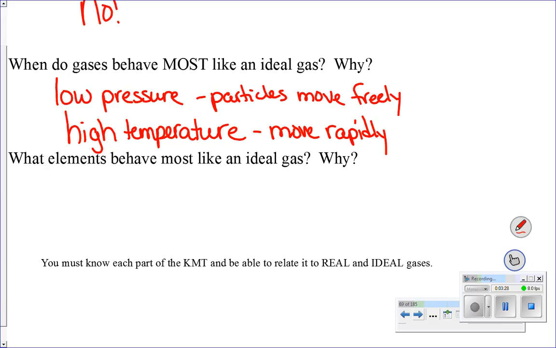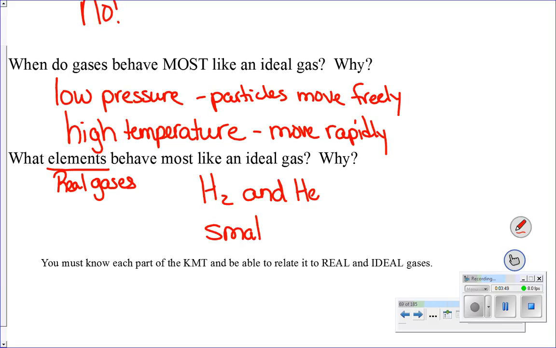There are certain examples of real gases. These are actual real gases that behave most like ideal gases, and I just refer to these as the H gases. Hydrogen and helium behave most like ideal gases, and the reason for this is they have the smallest particles. So you need to actually know each part of the kinetic molecular theory and be able to relate it to real and ideal gases. For ideal gases, they're going to follow the rule completely. For real gases, they may or they may not.